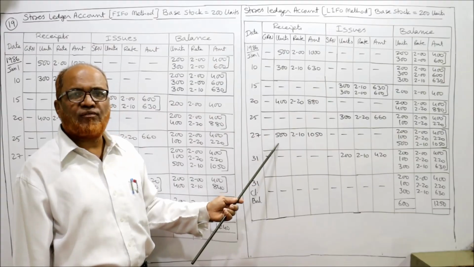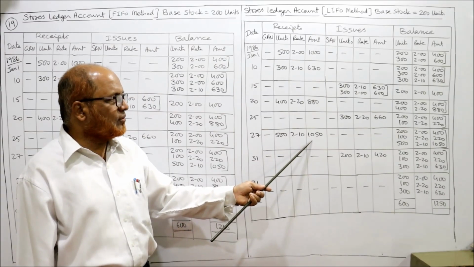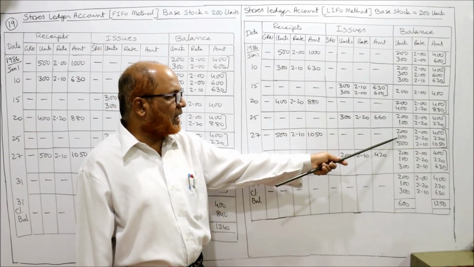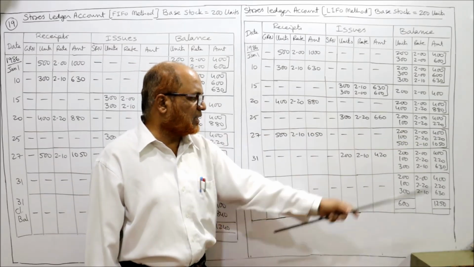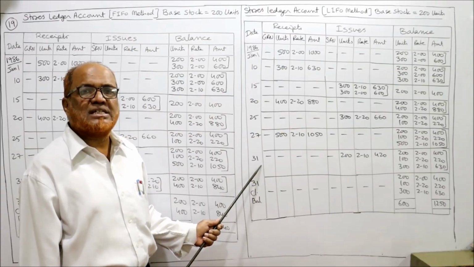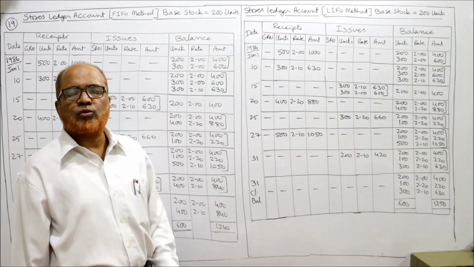Next one, 27th Jan. There is a purchase of 500 tons at 2.10, 1050. Now I have 3 lots. Last balance 200 and 100. Now the new balance 500. So the values are 400, 220, 1050. The last transaction given in the problem is on 31st Jan. There is an issue of 200 tons.